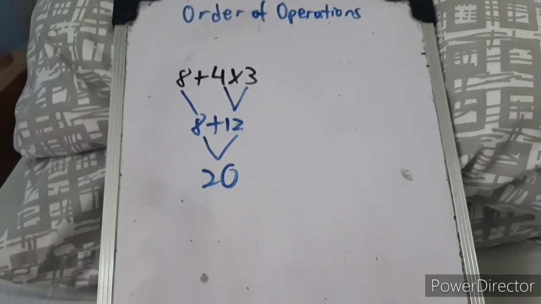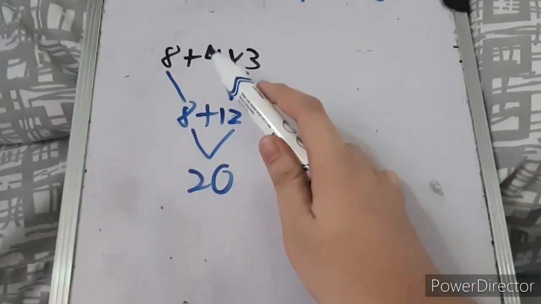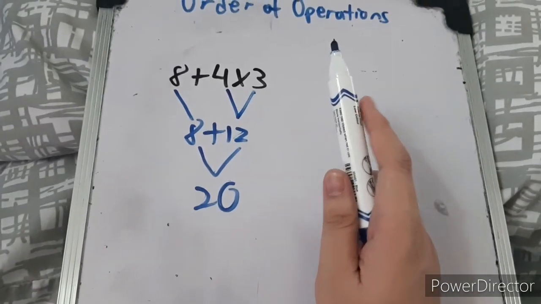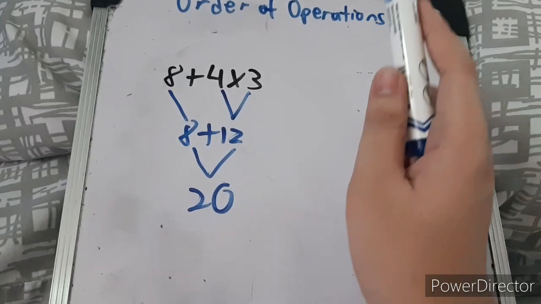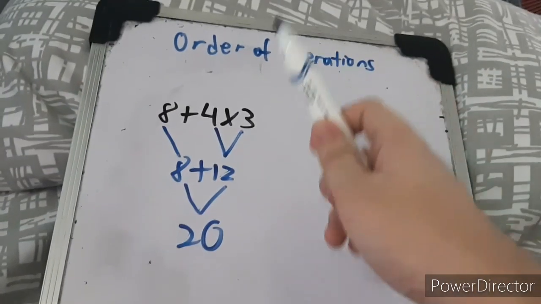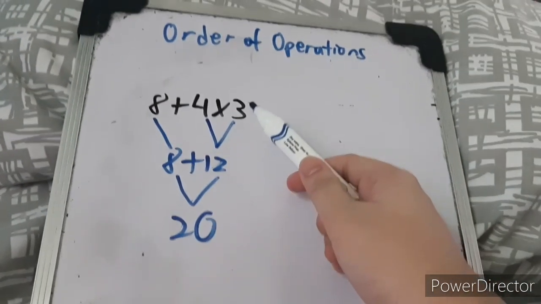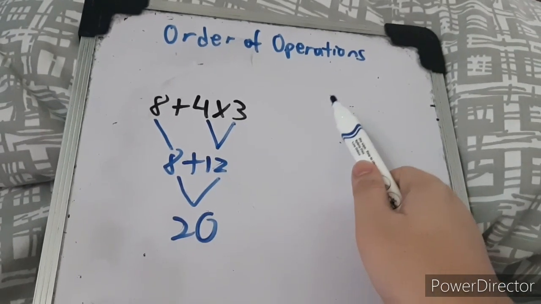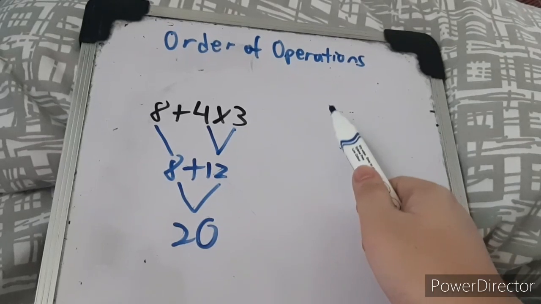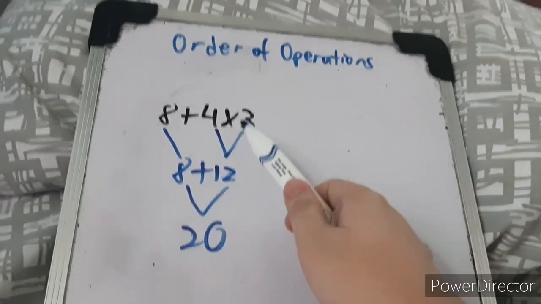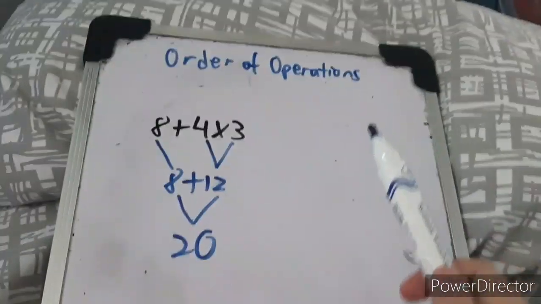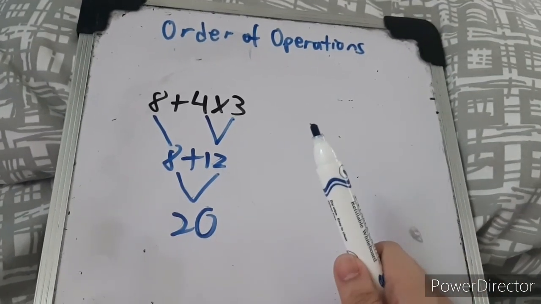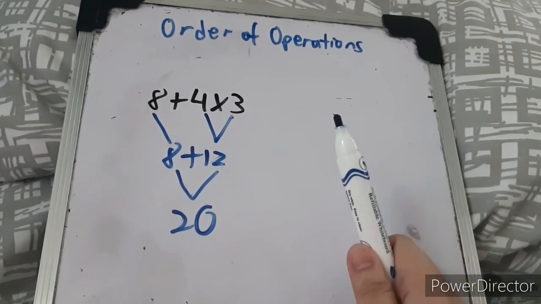So, bakit 20 ang sagot? Kasi kailangan 4 times 3. So, alamin mo dapat yung 4 or 3 times table. So ito po yung 3 times table. 3, 6, 9, 12, 15, 18, 21, 24, 27, and 30. Tapos yung 4 times table is 4, 8, 12, 16, 20, 24, 28, 32, 36, and 40.